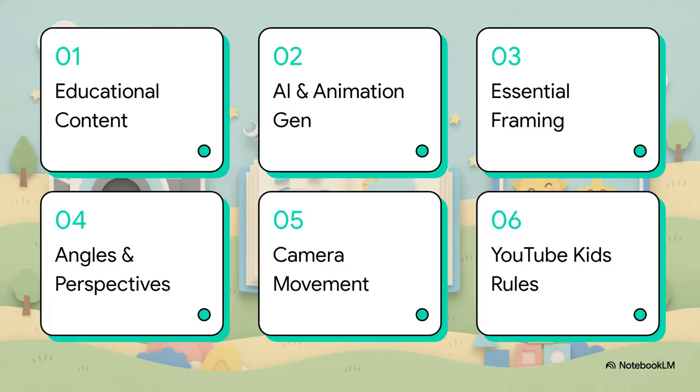Here's our quick roadmap for today. We'll kick things off with building engaging educational content, move into animation and AI generation, then hit our core focus: essential framing camera shots, camera angles and perspectives, and dynamic camera movement shots. Finally, we'll wrap up with YouTube Kids content rules.